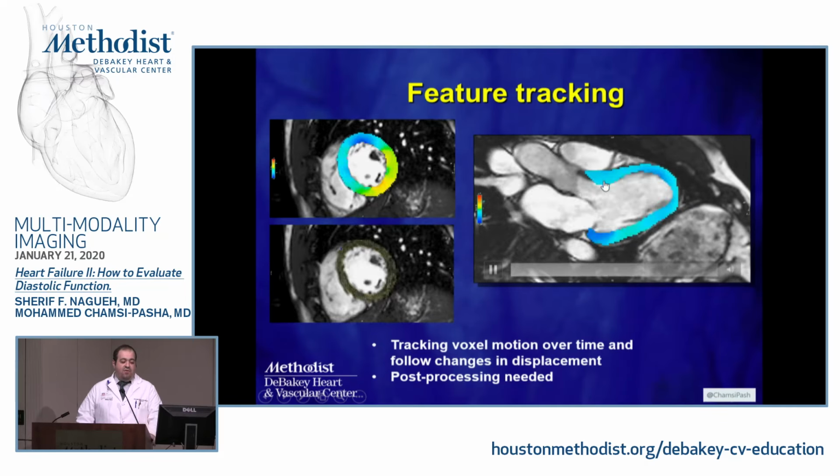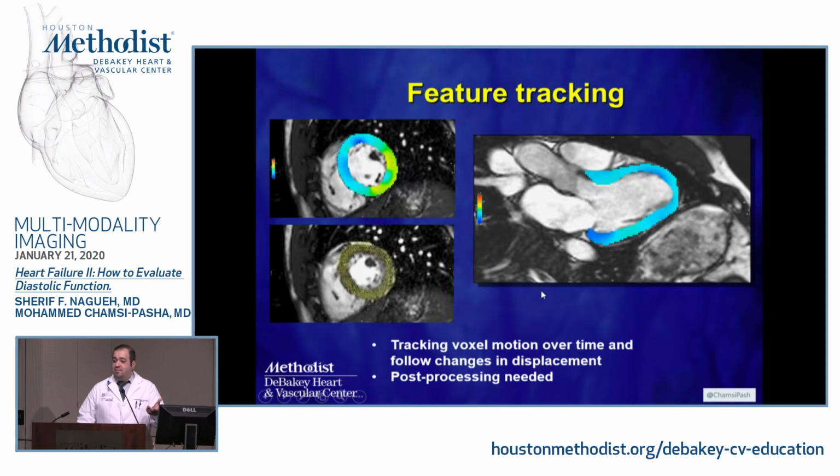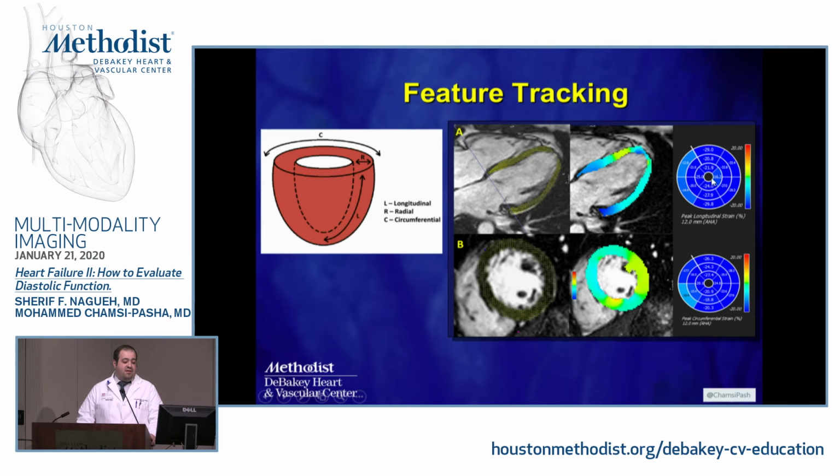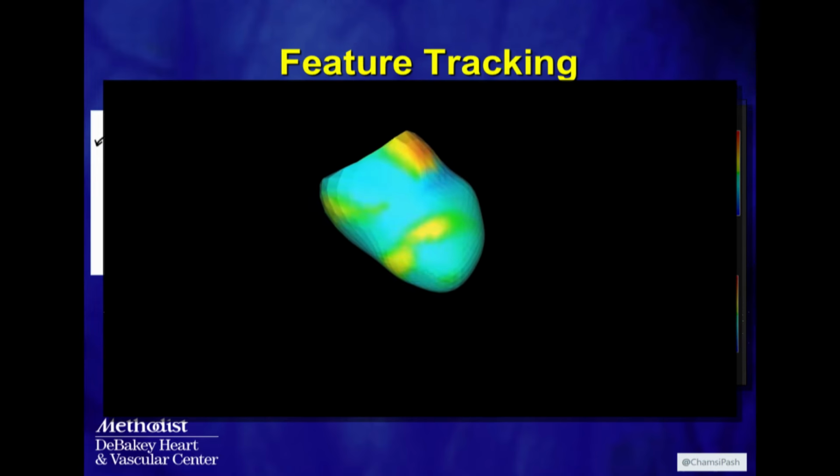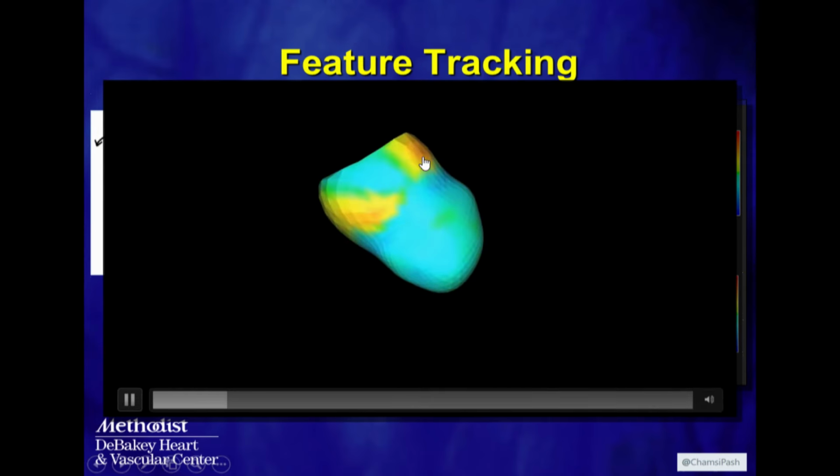So with that, you're able to assess the displacement changes, and you're able to get strain. As we all know, there are three types of strain. We have the longitudinal, which is the base to apex descent. We have the radial strain, which contributes to your ejection fraction, along with the circumferential strain. So you're able to get a bullseye view of the longitudinal and the circumferential strain using this post-processing feature tracking with MRI. And at the same time, you can acquire a whole three-dimensional heart with a heat map in order to demonstrate longitudinal strain at different segments of the myocardium.